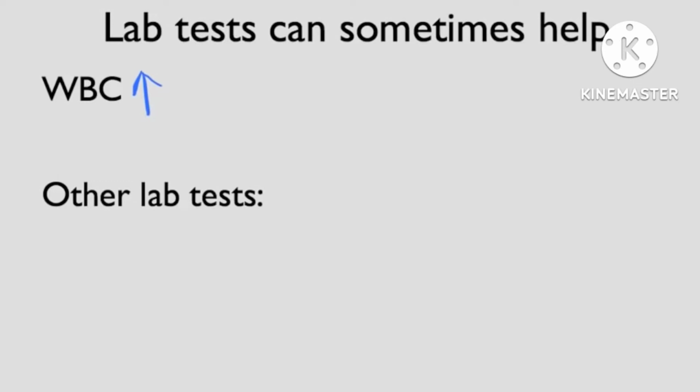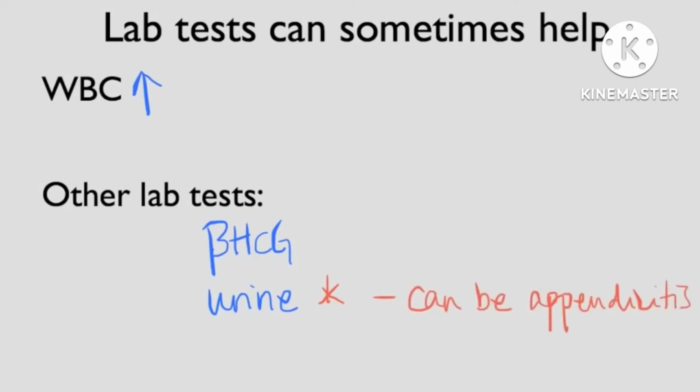What other lab tests should we order? We should order a beta-HCG to check pregnancy status, a urine dip to rule out UTI, although you might remember a few slides back that sometimes the retroileal appendicitis can irritate the ureter to make you think that the patient's having UTI, and in those cases, you might even see a few white blood cells in the urine. Other tests we might see done also include things like a CBC, electrolytes, and creatinine to measure renal function.